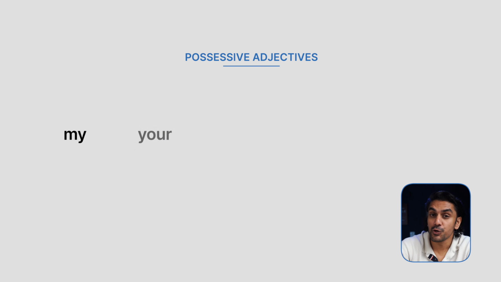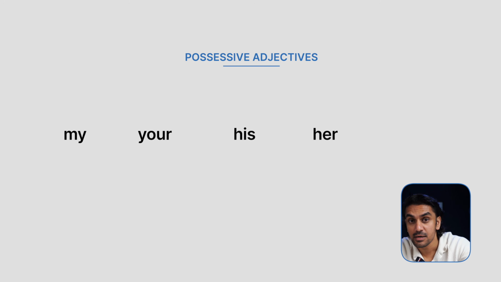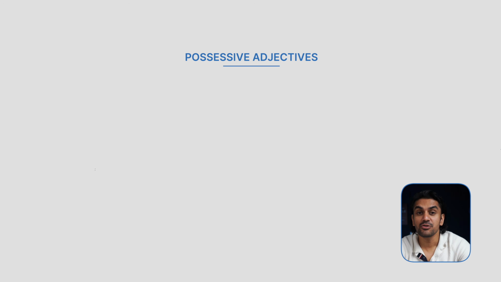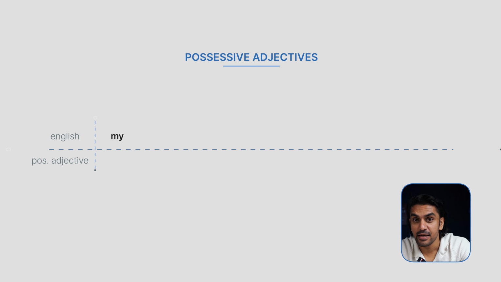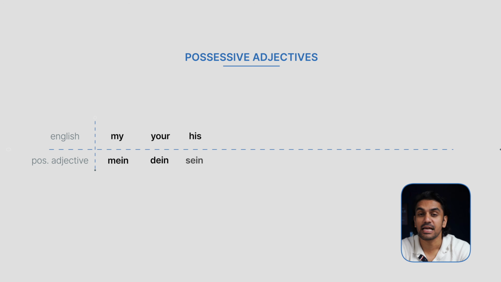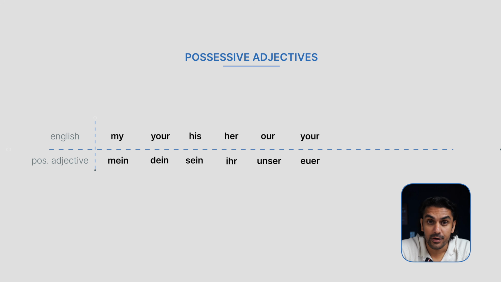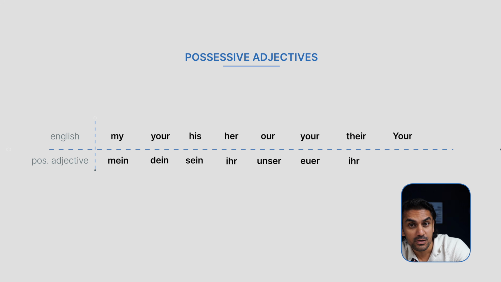Possessive adjectives are super useful because you can use them before a noun to show ownership. These are words like my, your, his, her, our, etc. In German, they look like this. Mein, dein, sein, ihr, unser, euer, and formal your, Ihr. So far, pretty simple, right?